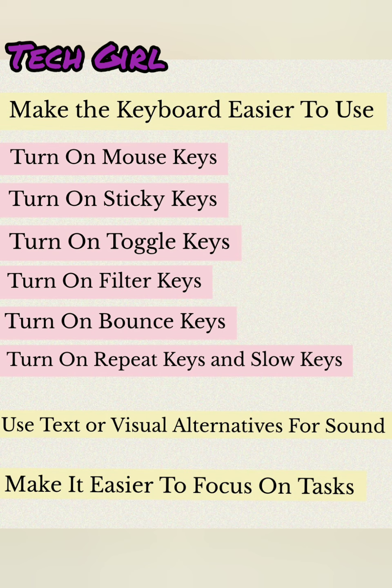Next heading is use text or visual alternatives for sound. For those who have difficulty in hearing, Windows provides alternatives where one can choose to have visual clues instead of sound. From the Ease of Access Center, click on Use Text or Visual Alternatives for Sound.